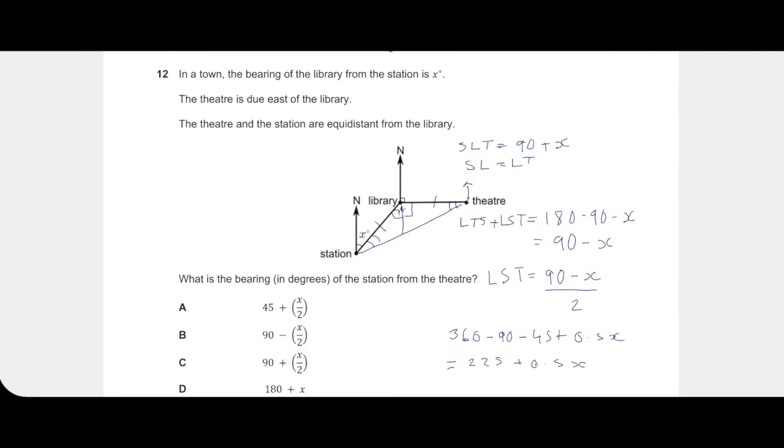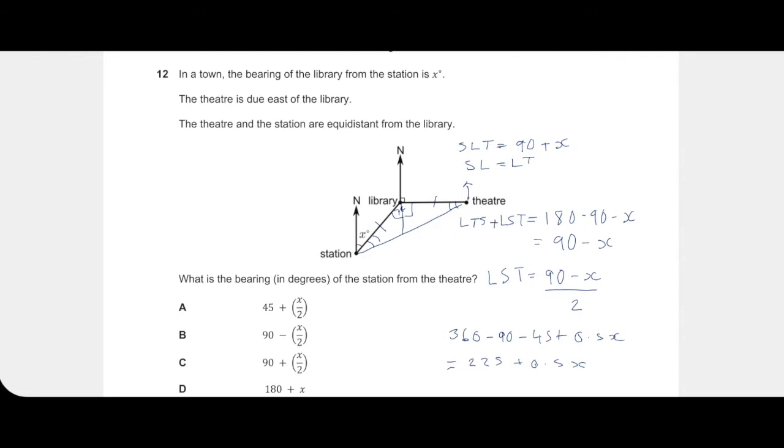Question number 12. In a town, the bearing of the library from the station is X degrees. The theatre is due east of the library. The theatre and the station are equidistant from the library. What is the bearing in degrees of the station from the theatre? Instead of my usual way of working in these videos, I decided to write the working out first and then explain why I did the things that I did, instead of working as I explain.